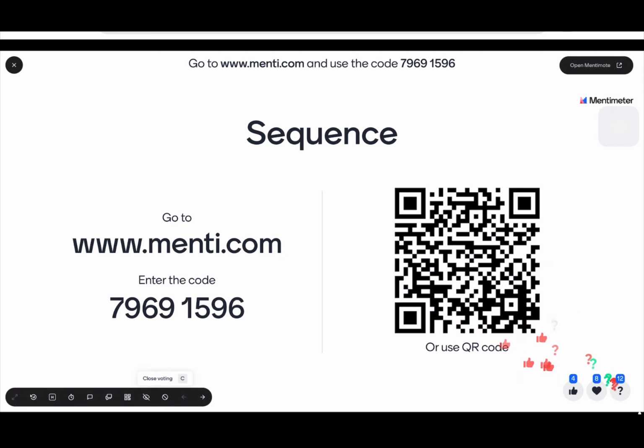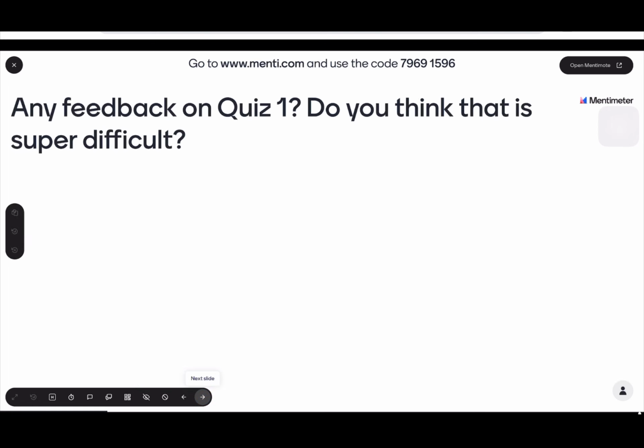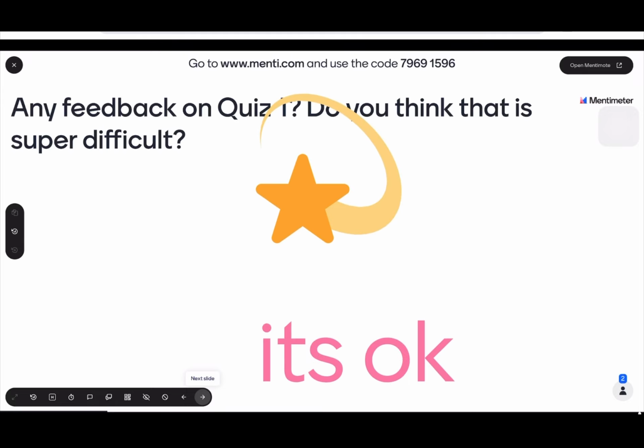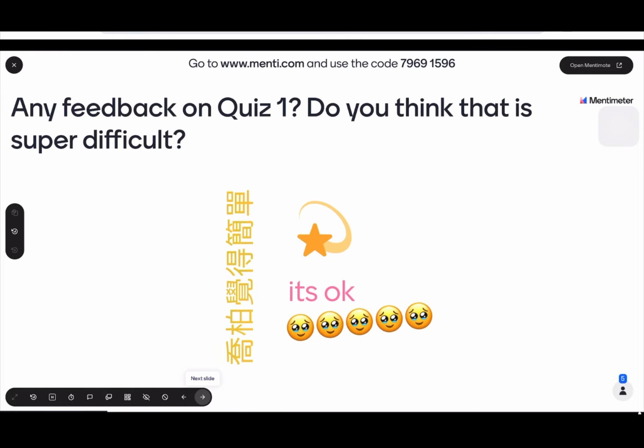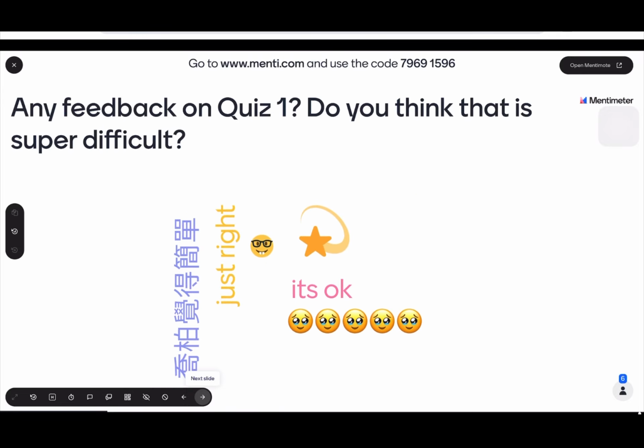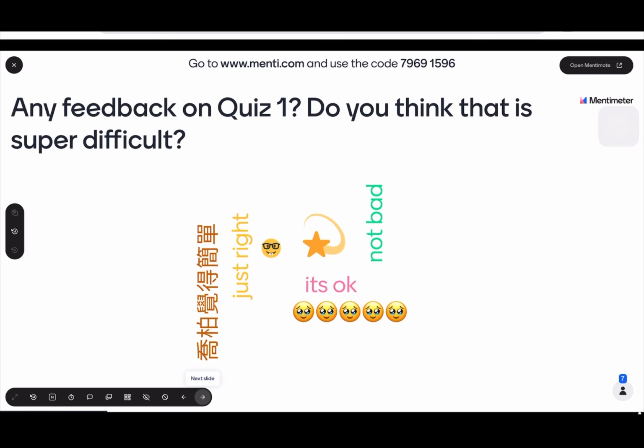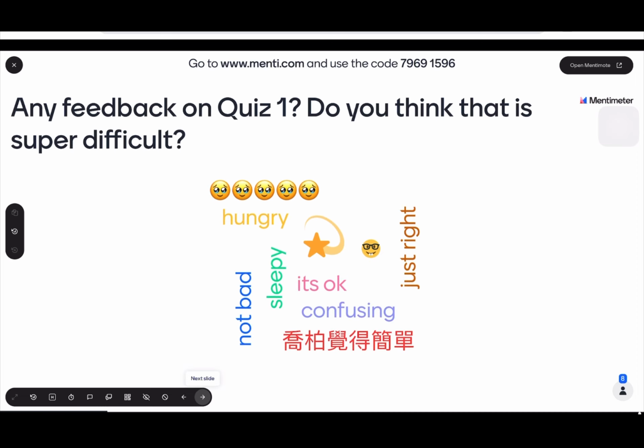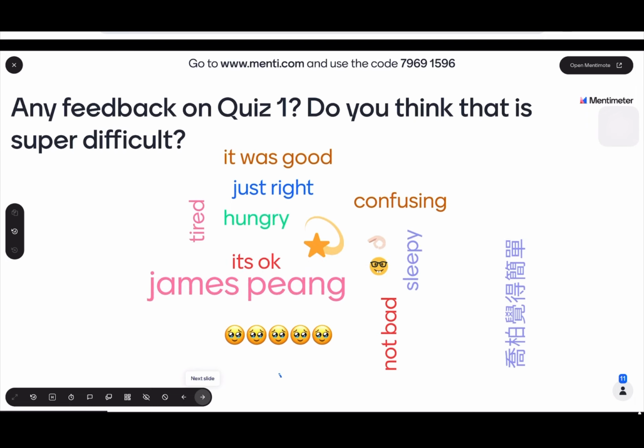Okay, I think we can start. Start by feedback on quiz 1. Okay, anything. If you think that is super difficult, let me know. Okay, from 3 questions, 2 questions I think are really the simplest ones. I think the only difficult one is number 2. Number 1 and number 3 are supposed to be okay. It's okay, just right, not bad.